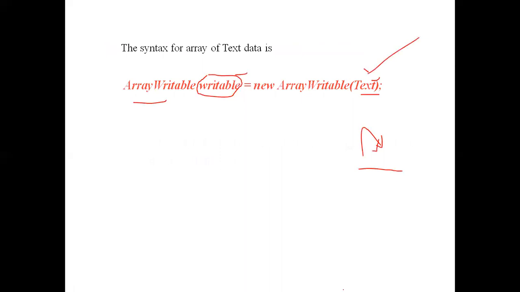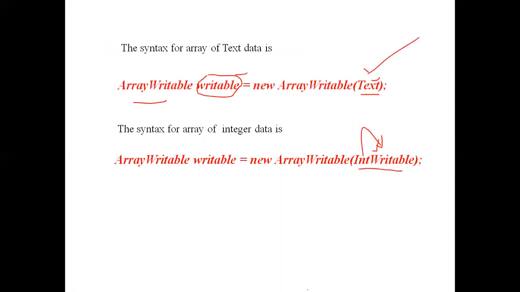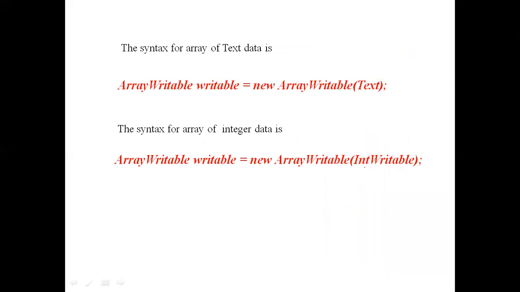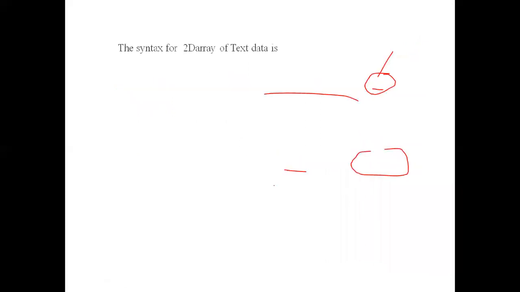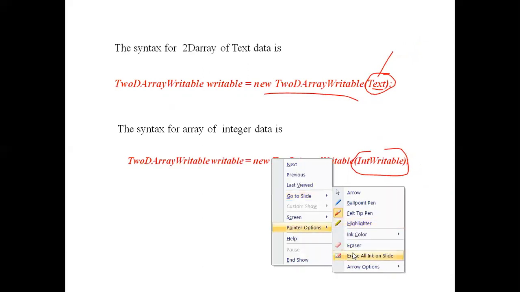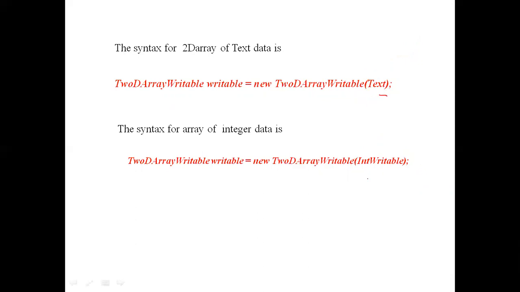Array writable and 2D array writable are writable implementations that we have seen already. The syntaxes will be like this. We have to mention clearly for which class we are creating the array. For IntWritable we are creating the array, for Text we are creating the array. We have to clearly mention whether it is a 1D array or 2D array. Clear. For 2D array also we have clearly mentioned for which type we are entering the values.